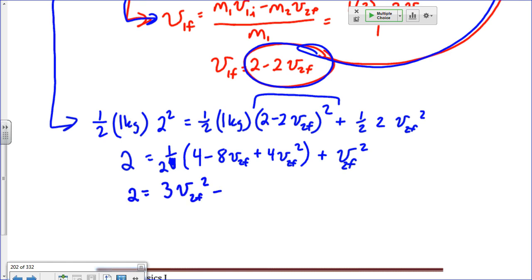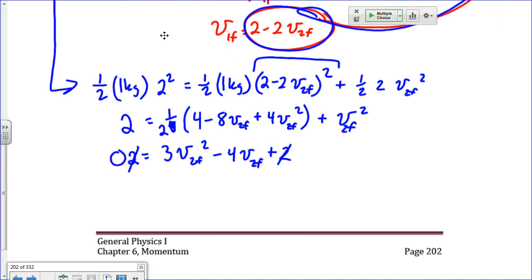minus 4 V2F plus 2. And this works out simply because these 2's cancel out on either side, so I'm left with a 0 here. And so I can solve for this. There are two possible solutions. One is that everything is completely stationary and not moving at all. But I know that since I have a collision, that's not true. And the other is some non-zero velocity.